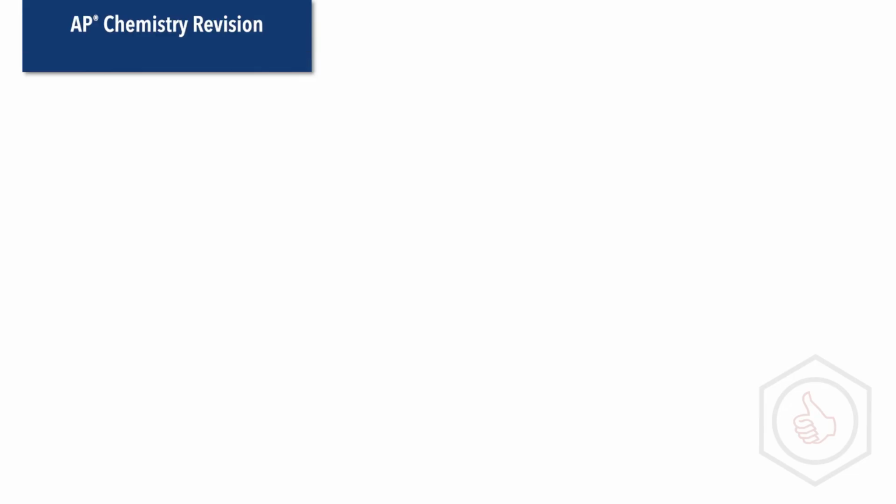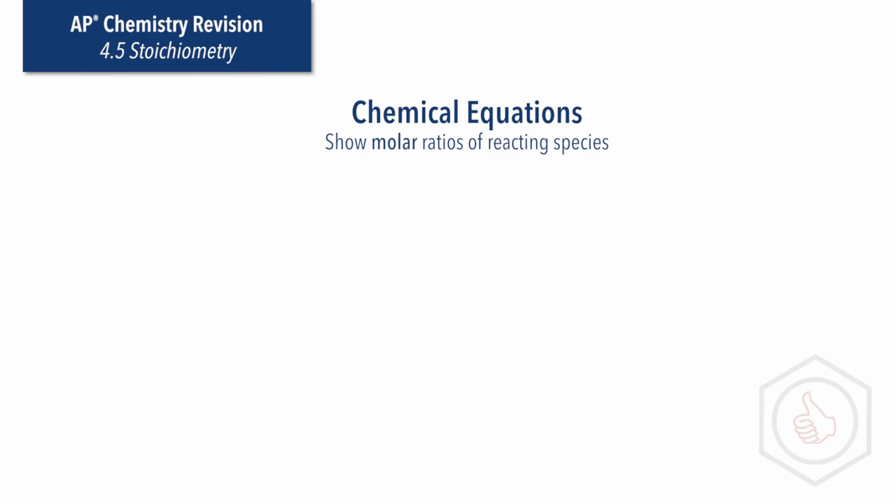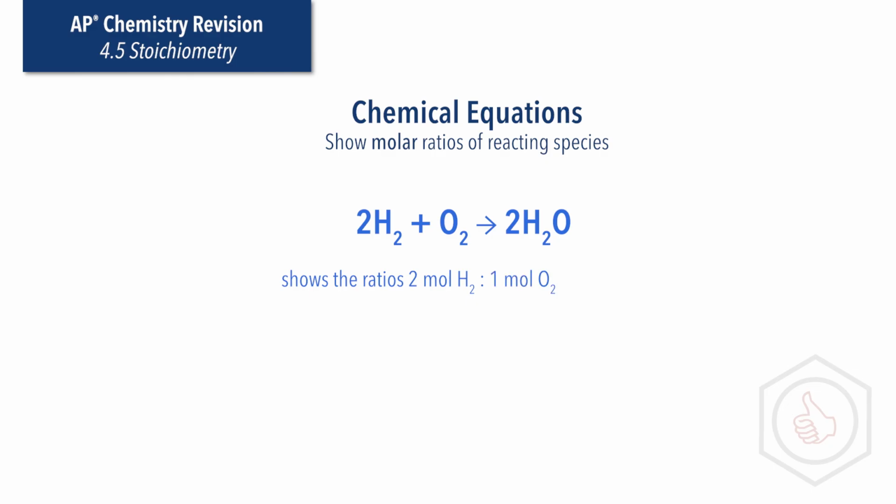Hello, so this is a revision video for AP Chemistry 4.5, Stoichiometry. A balanced chemical equation shows the smallest whole number ratio of reacting species. The coefficients shown in a balanced equation refer to molar ratios. So for example, 2H2 + O2 to form 2H2O actually tells us that the molar ratio is 2 moles of H2 to 1 mole of O2, forming 2 moles of H2O.